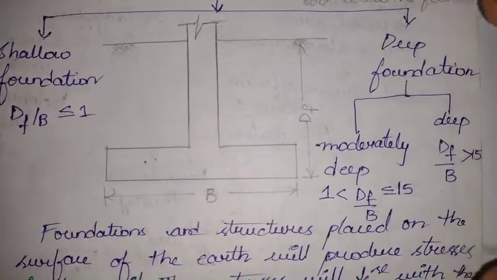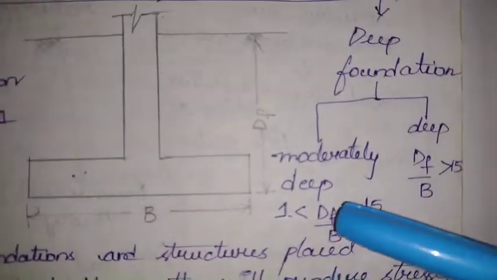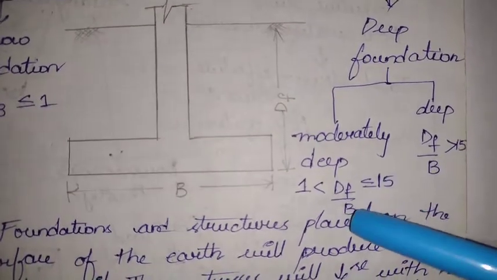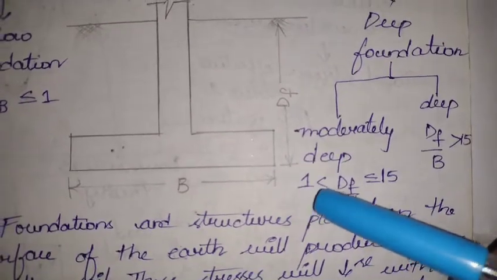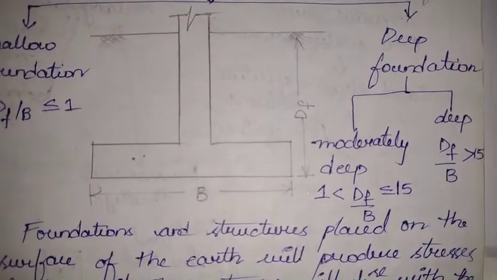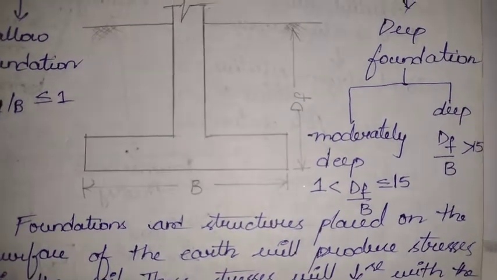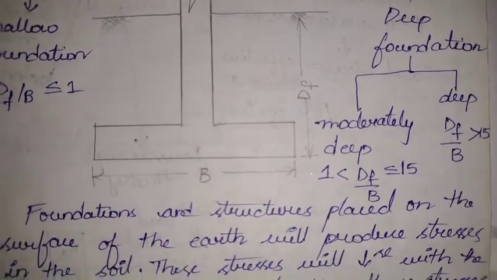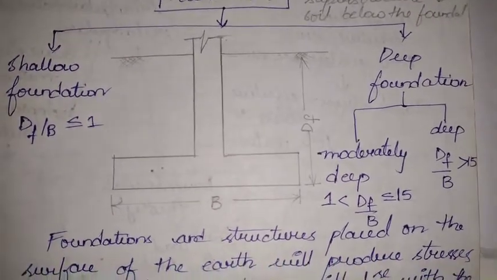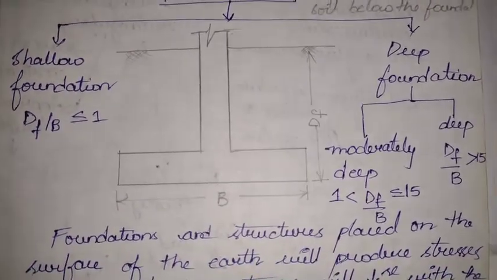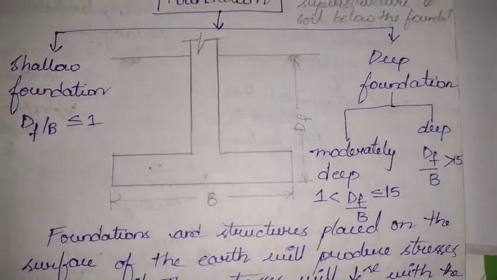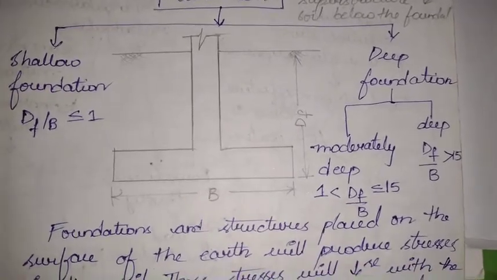Whereas the deep foundation is again subdivided into moderately deep and deep. Moderately deep is where the Df by B value is greater than 1 and less than or equal to 15. It is classified as a deep foundation when the Df by B value is greater than 15. This is the classification of the foundations with respect to the depth of the foundation and the width of the foundation. This is the ratio by which we are dividing them.